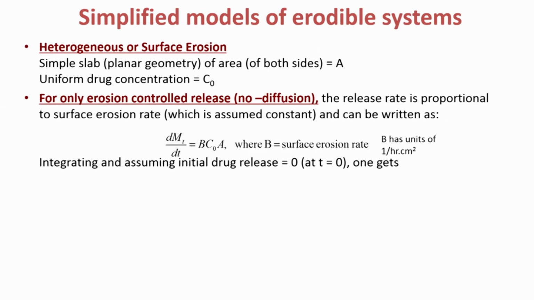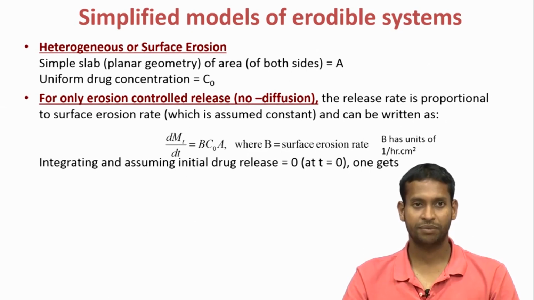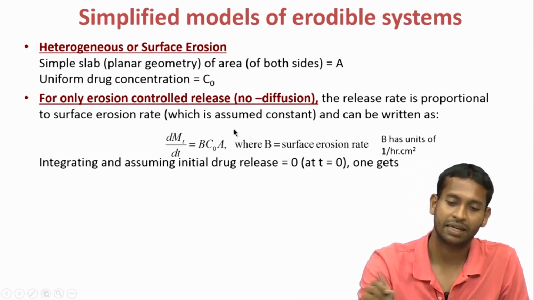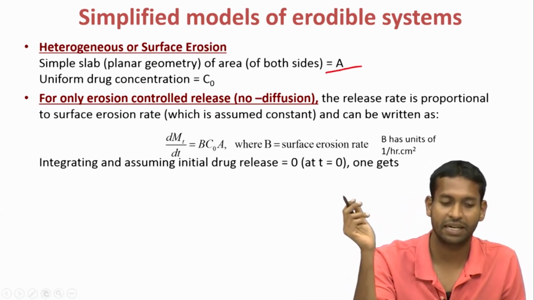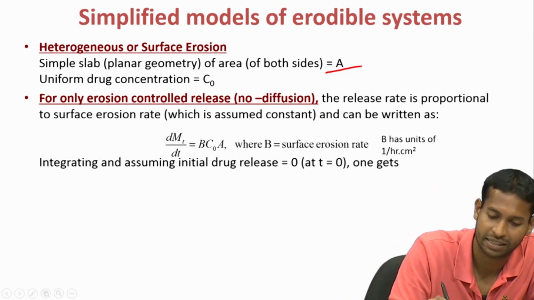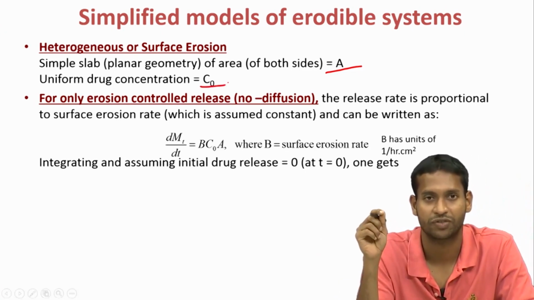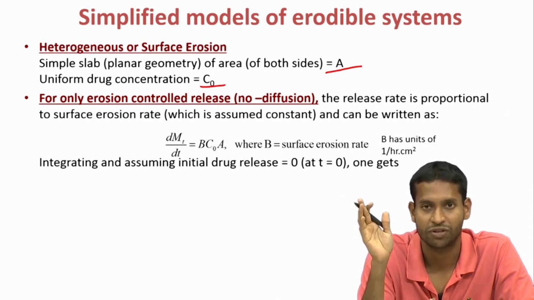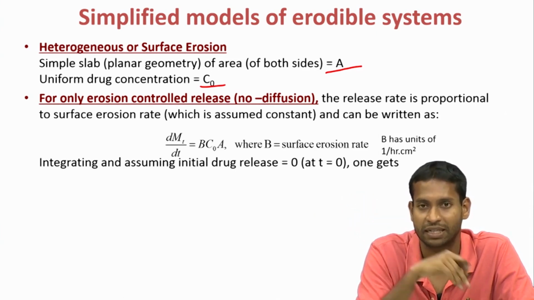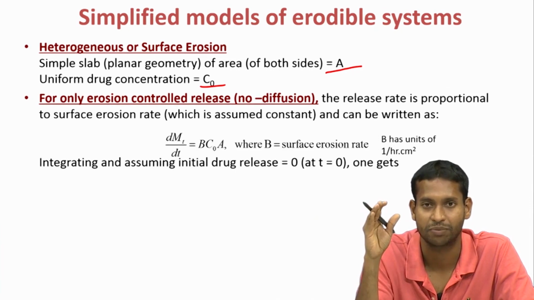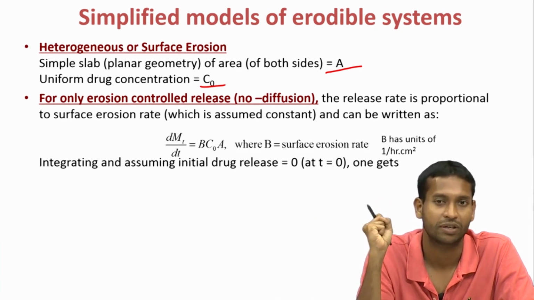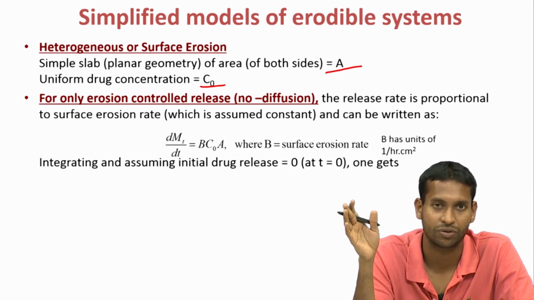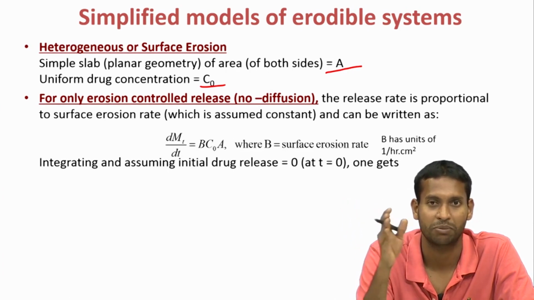So, some simplified models of erodible systems. For a simple slab or planar geometry, let us say the area from which this is eroding is A, and let us say it has a uniform drug concentration of C0. If it is only erosion control, let us say there is no diffusion, which is how we started defining this, that the pore size is much lower than the size of the drug. So, the drug cannot diffuse out, it has to basically wait for the polymer to erode.